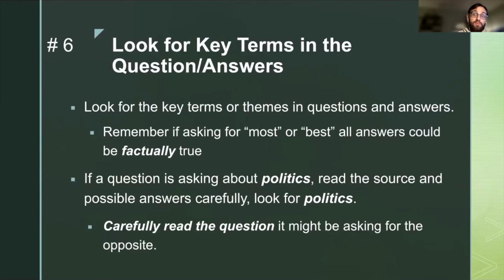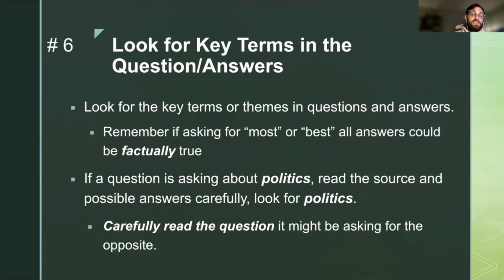Again, read the prompt carefully. Look for key terms or themes, big course themes, in questions and answers. For example, if it's asking for the most or the best, all the answers could be factually true, but you're looking for the one that is the most true. And so when you're looking for the one that is the most true, sometimes it helps to think about those learning objectives from the course description. Sometimes those are literally just the answers. So think about key terms, think about learning objectives, think about course themes and how they apply within certain timeframes. And that can help give you a clue to the answer.